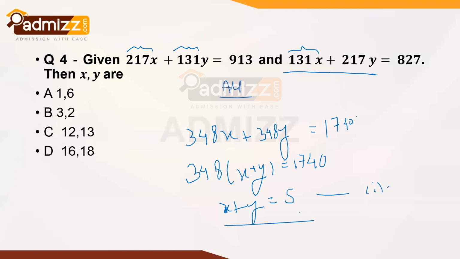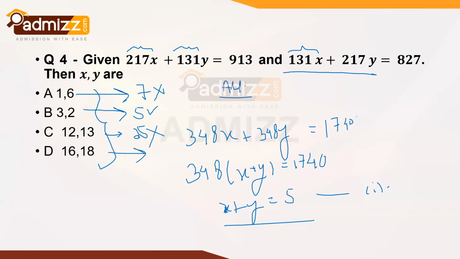Now, with this condition established, we can input the values of x and y from these options and check, right? Which of these add up to 5? 1 and 6 adds up to 7, so this is not the answer. 3 and 2 adds up to 5, so this might be the answer. 12 and 13 adds up to 25, so this is not the answer. 16 and 18 adds up to 34, so this is not the answer as well, right? So the only possible answer is option number B. So that's the correct answer. Is this clear to everyone?